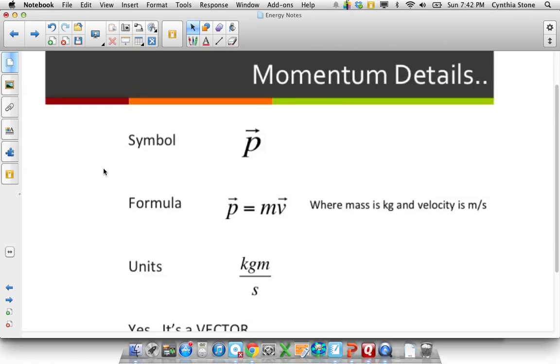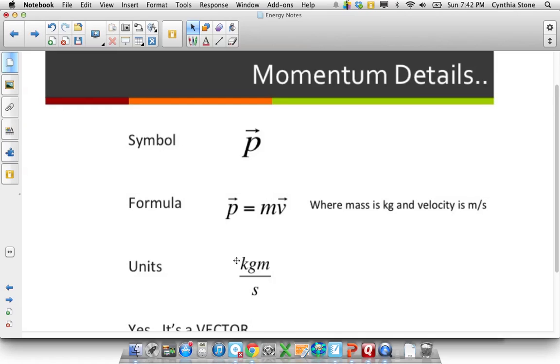So let's look at the deets. The symbol is, I don't know why, I totally didn't make this up, but the symbol is P. P for momentum, obviously. And it is a vector. Okay, it's a vector because when you multiply a scalar by a vector, like mass times velocity, it remains a vector. Okay, and wait till calculus and vectors course to learn the details of that.